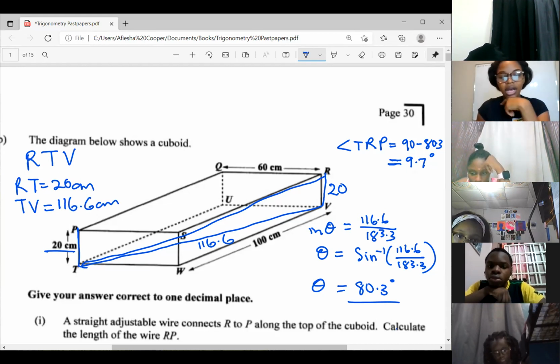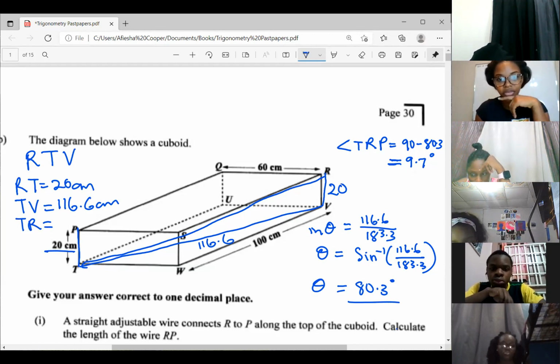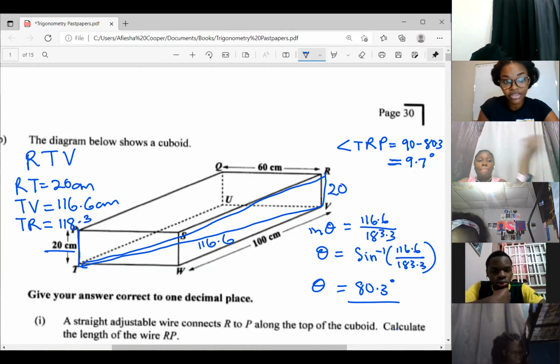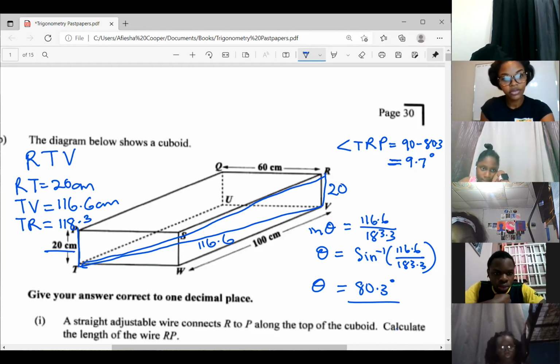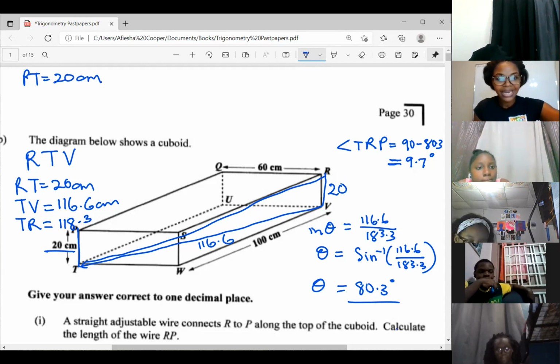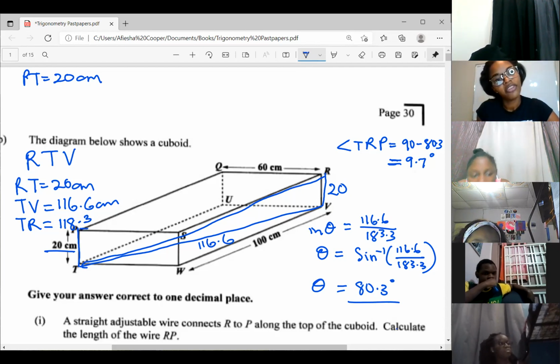116.6 centimeters. And what will be the last line? TR, right? TR is equal to how much? 118.3. So now we want another triangle that will give us that same thing. So we can use PT. PT is equal to 20 centimeters. What other line could PT connect to that could give me 116.6 and 118.3? How much is PR?